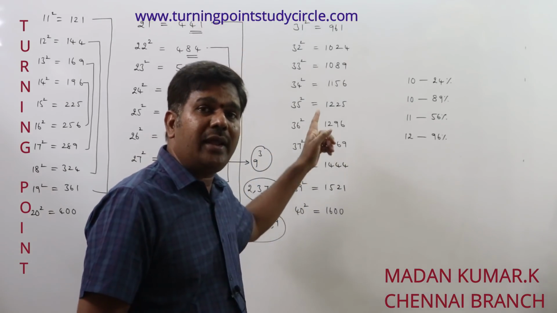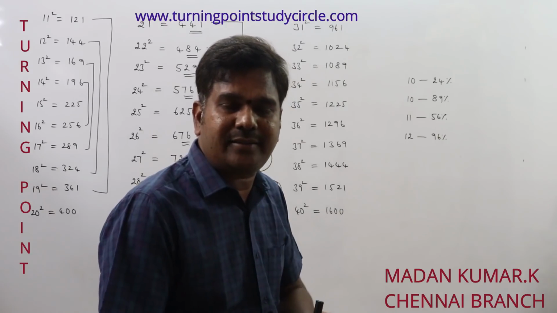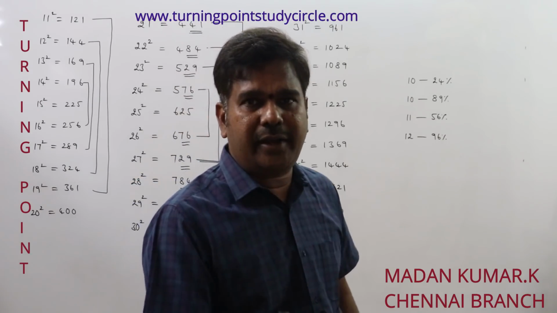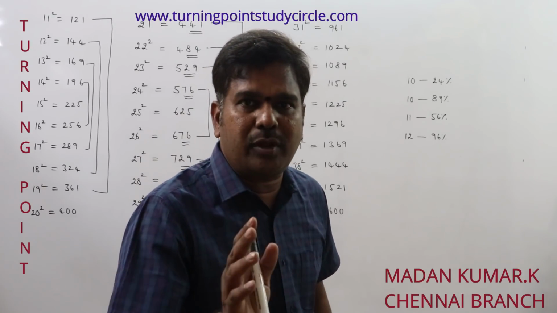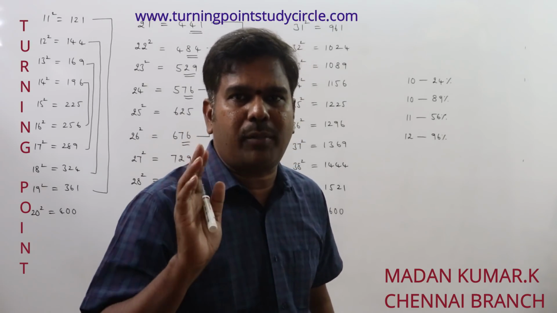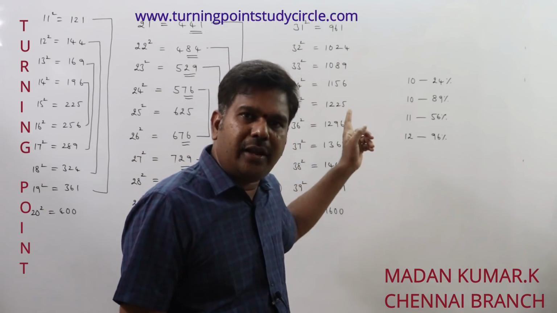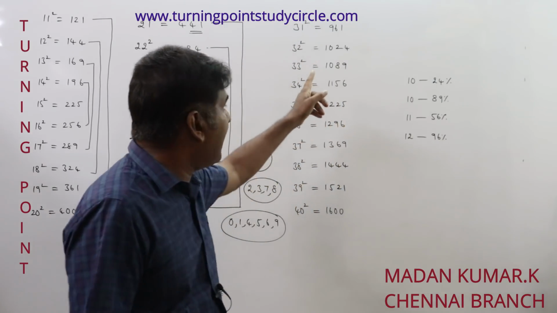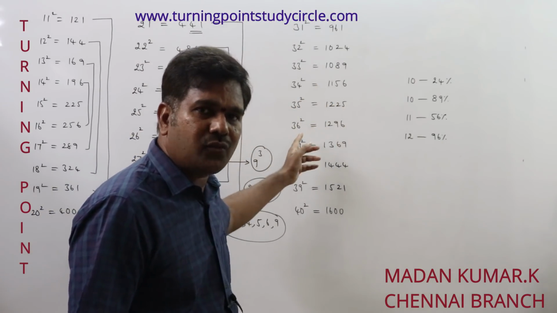What is 32 square? 1024. Never say it digit by digit. Always address as 1024, 1089, 1156, 1296. In such a way, if you remember, it will be registered in your mind. Don't address individually. If I say 32 square, 1024, 33 square, 1089, 34 square, 1156, 35 square, you do know.